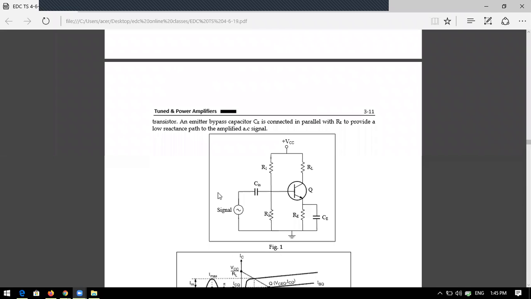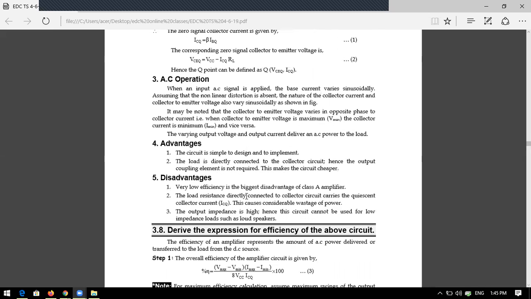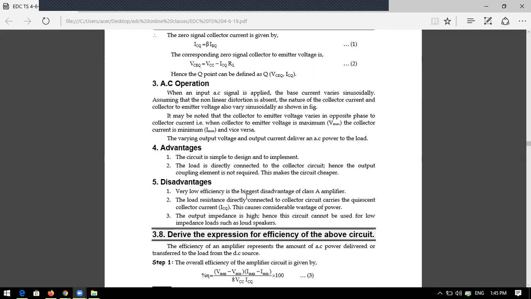We already discussed it is connected in CE configuration. The signal is applied to the base of the transistor. What is the action of the transistor? It will amplify the signal, and you will get the output. So what are the major advantages? You can see.